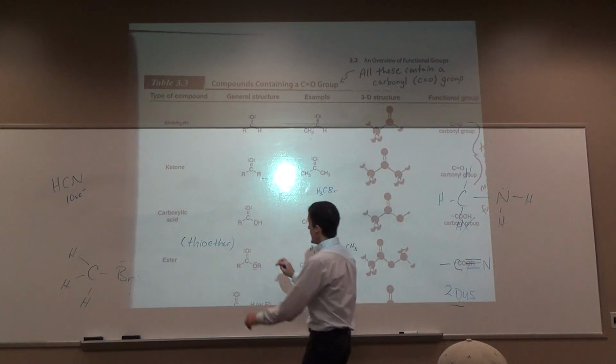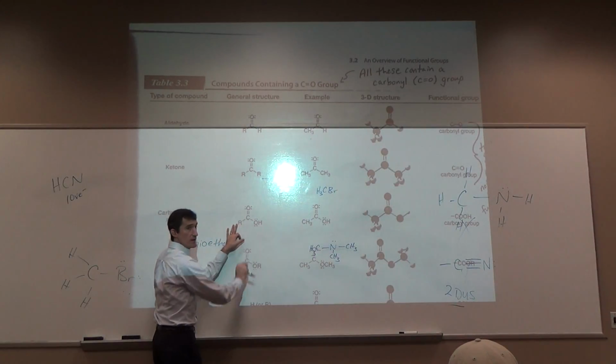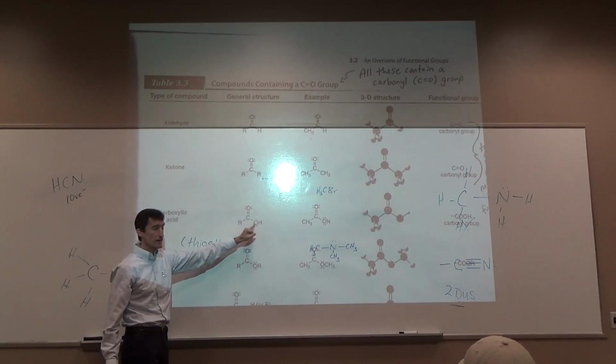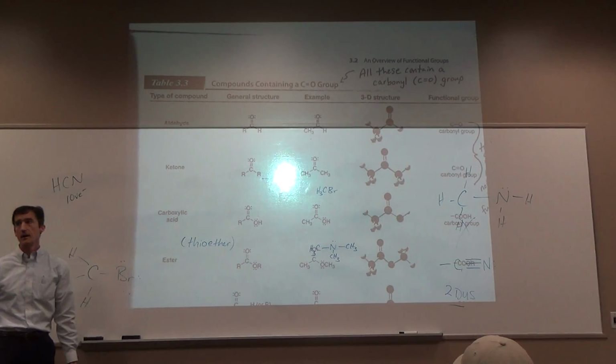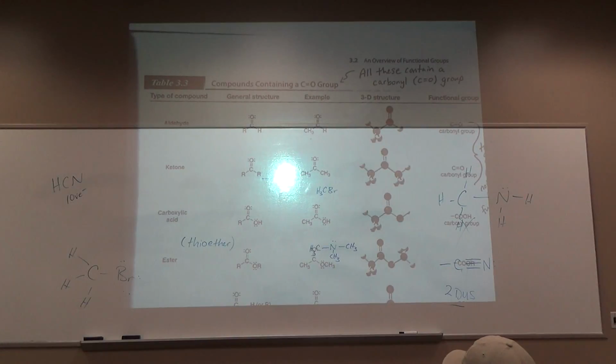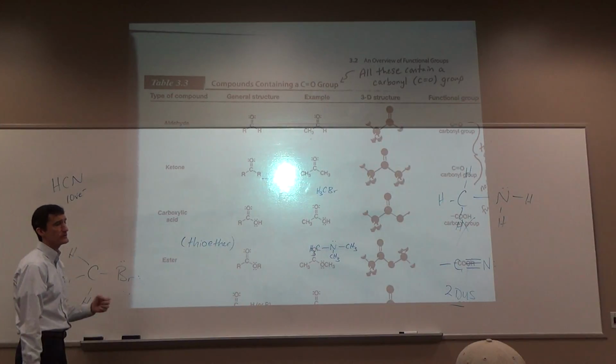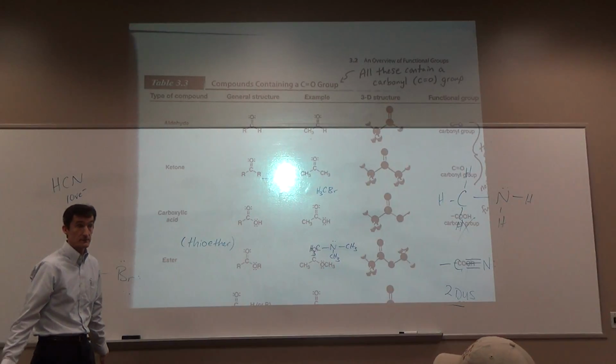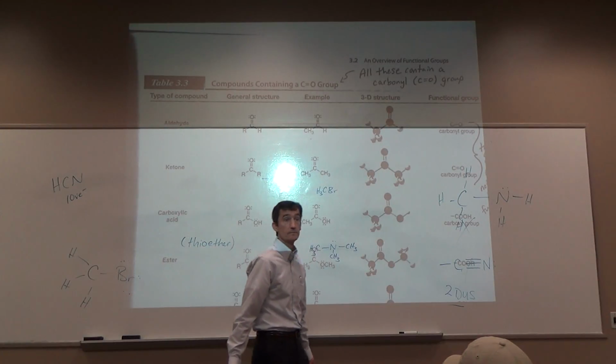Carboxylic acid, R group on one side, OH on the other. And the OH is acidic, that's why it's called carboxylic acid. Carboxylic acid is the only acid that you're going to see on this page. Of course, many things can act as acids. Water can act as an acid. But do we call water an acid? No.